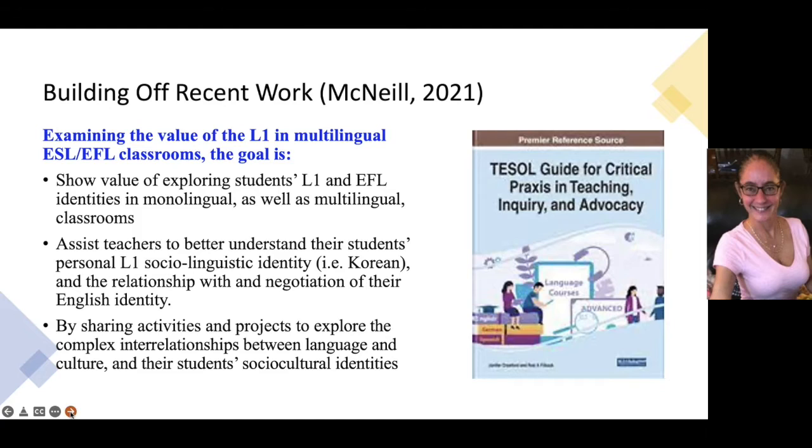So we're going to build off of that chapter, which is summarized here in these three bullet points, and then take us to look at the role of that L1 and move it to the examination of the L2, because the L1 therefore has some impact. The L1 identity has some impact on that of the L2 for English.